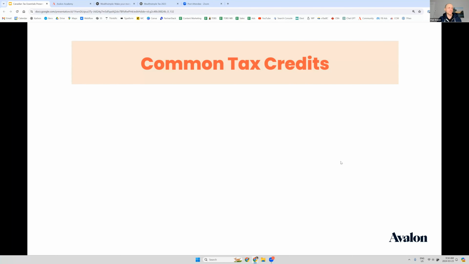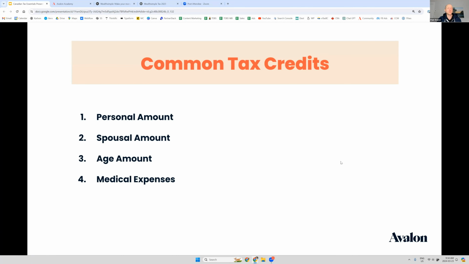Common tax credits. On the flip side, we've got personal amount, and that's just something that everybody has, and every Canadian gets this tax credit regardless. It's your personal amount. You'll see it on your tax return. There's a spousal amount. If you're supporting your spouse or common law partner, and if they don't use their own personal amount, that can be transferred to you and you can claim that tax credit on your return. There's an age amount. It's for seniors over 65. It allows them a little bit more tax credit to reduce their taxes payable.